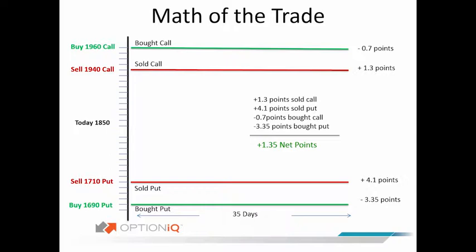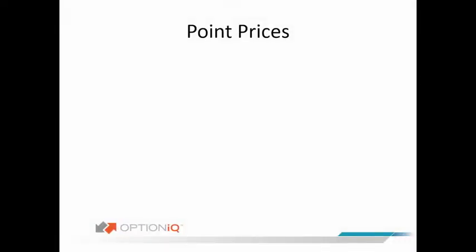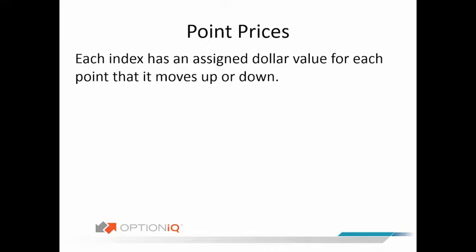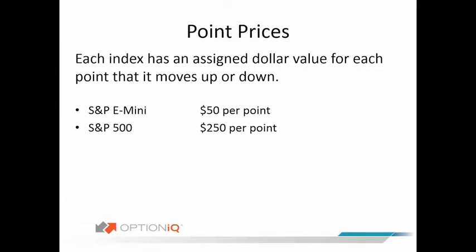So with the 1.35 net points, we also need to talk about the point prices. Now, I did mention this briefly, but again, each index that we trade has an assigned dollar value for each point that it moves up or down. So depending on what index, and again, primarily we're trading S&P. Once in a while, you might see a Russell trade, but these are the actual assigned values for each point. So these index contracts that we trade have not been assigned a dollar value for the option. They use a point system. And the point system is just an easy way to price the option. So each point being worth a certain dollar value.